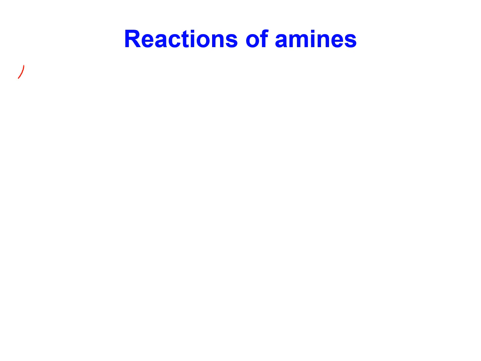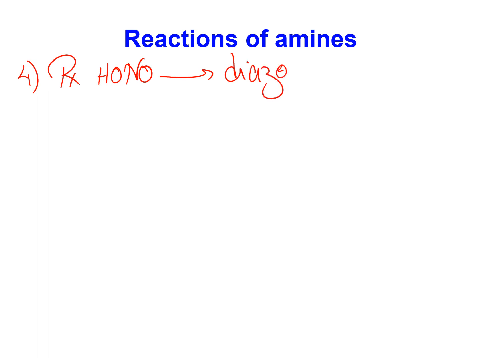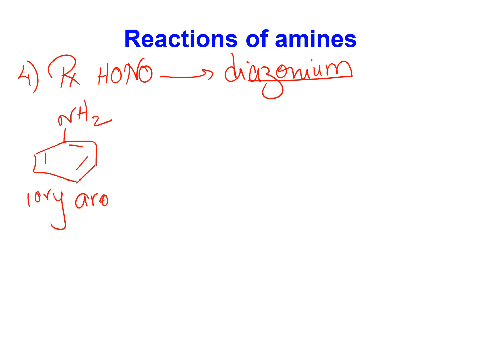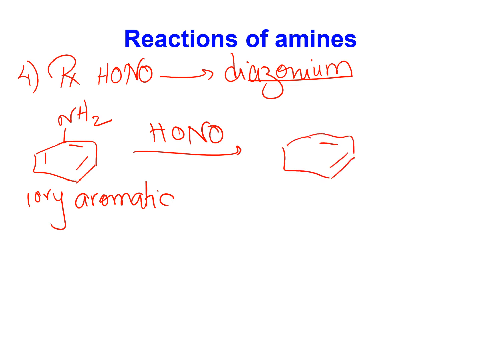The fourth reaction is the reaction with nitrous acid. What is this reaction? It's the formation of the diazonium salt. We will deal with it in full detail in the case of diazonium salts. However, we have to mention here how this reaction proceeds. When you have a primary aromatic amine, it has to be primary and it has to be aromatic, and you add nitrous acid to it, you will end up with the diazonium salts.